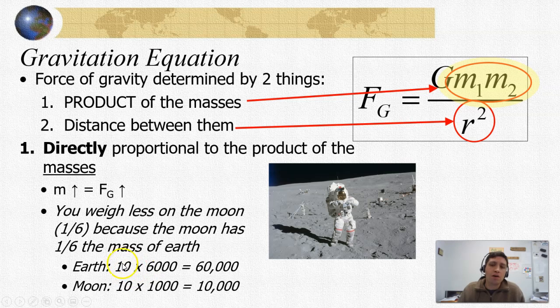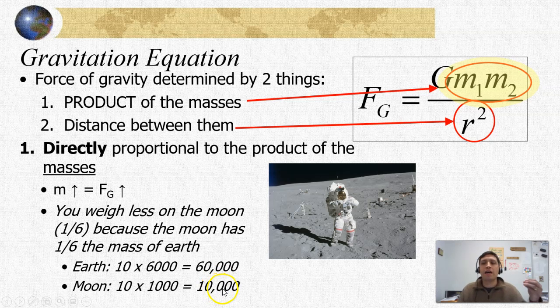So if on Earth, let's say your mass is 10 kilograms, which it's not, but let's say a 10 kilogram mass on Earth multiplied by the mass of the Earth. This is not the mass of the Earth, it's way bigger than this, but let's just assume that it is. If the mass of the Earth was 6,000, 10 times 6,000, we get 60,000 for the product of these masses. On the moon, your mass is the same, but the moon has 1/6 the mass. So 10 times 1,000 is only 10,000 for the product of these masses.